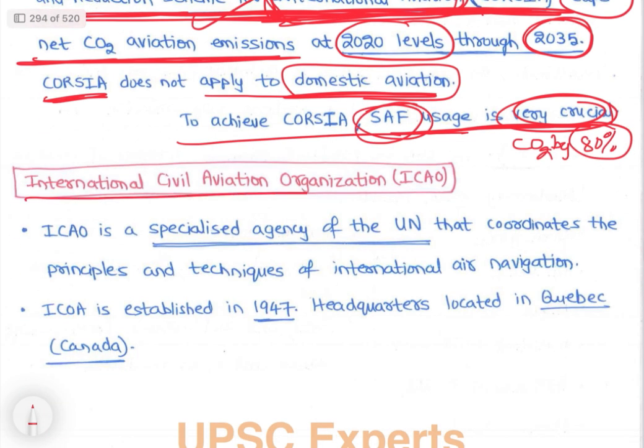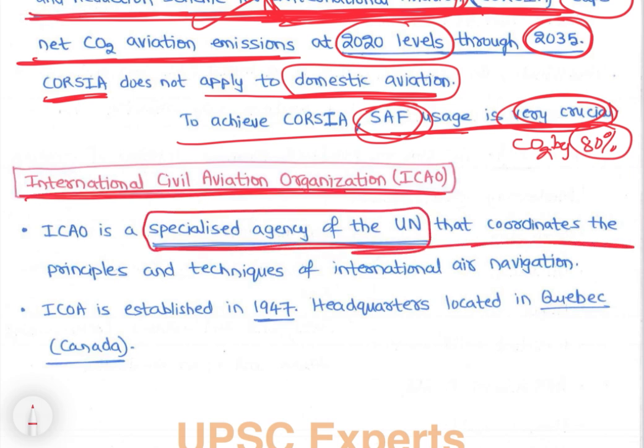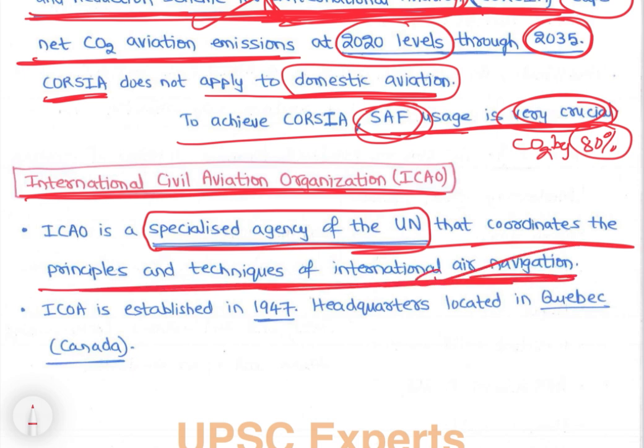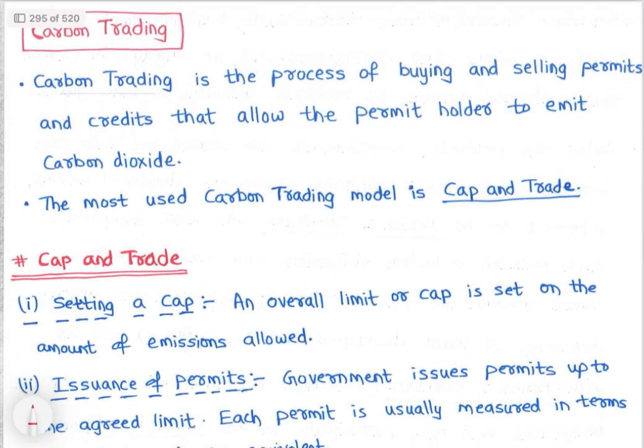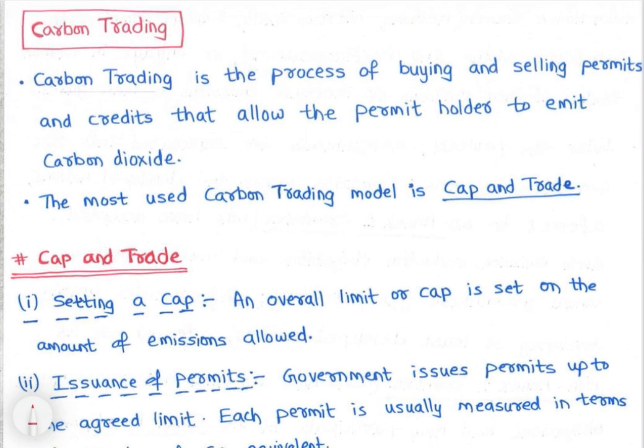Then what is the International Civil Aviation Organization? It is a specialized agency of the UN that coordinates the principles and techniques for international air navigation. ICAO was established in 1947, with headquarters located in Montreal, Canada, right. A specialized agency of the UN which works in the civil aviation field. So that's it. Now let's study carbon trading. Again, a very important topic, and we will deal with it comprehensively, right.